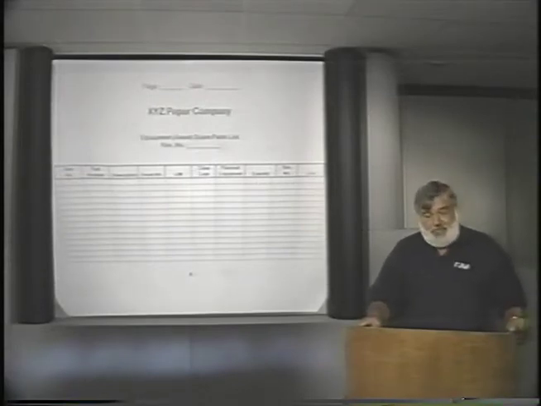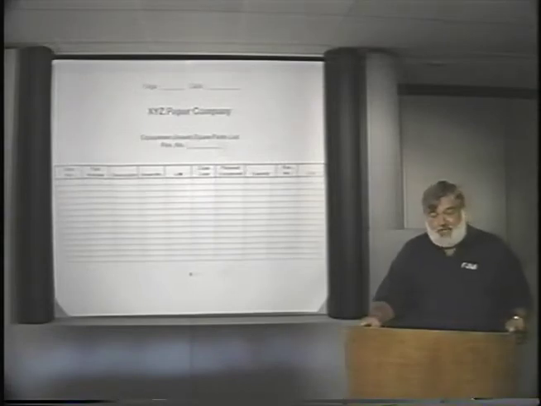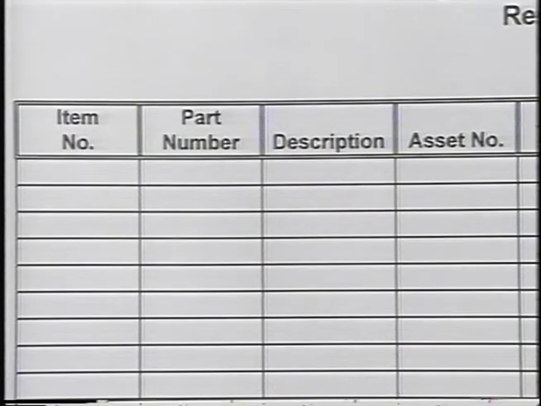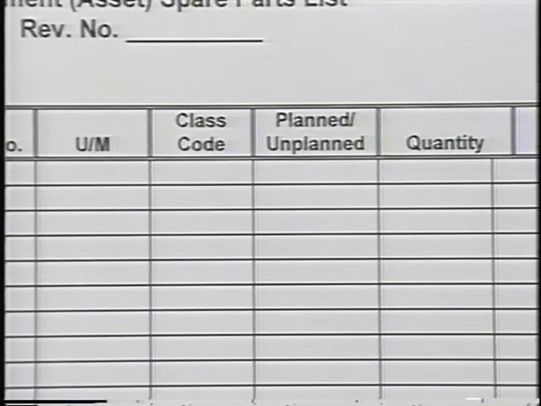Now, moving to the right, we have the part number for the spare part. We have the description, and if a spare part was going to be depreciated by finance, they would assign an asset number. We have the UM, which is the unit of measure of the item. We have a class code, which is an inventory classification code, and we'll address that when we get into section 4. You'll also notice we have the ability to determine whether the requirements for the spare part are coming from a planned work order or from unplanned.